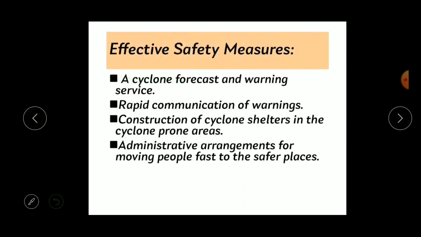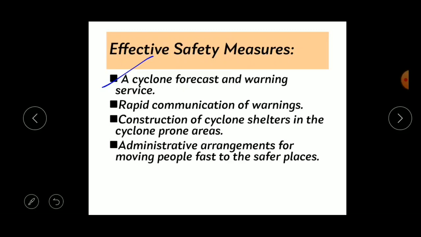Next topic is effective safety measures. So what are the effective safety measures? The first one is a cyclone forecast and warning service. Here, see, effective safety measures. So what are the safety measures we have to take? First one is cyclone forecast and warning services. There should be cyclone forecasting. You know what is the meaning of forecasting? Forecasting in the sense to estimate how things will be in the future.